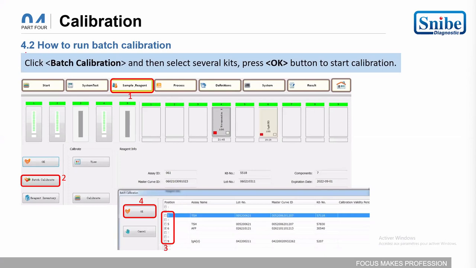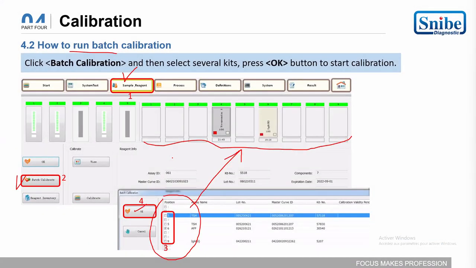Next, how to run the batch calibration. If you want to calibrate more than one parameter at the same time, running more than one calibration together, also in the sample and reagent interface, click batch calibrate. This window will appear and display a list of all the reagents loaded in the reagent area. Select all the parameters you want to calibrate from this area, and then click OK, and all the selected parameters will be calibrated together at the same time.